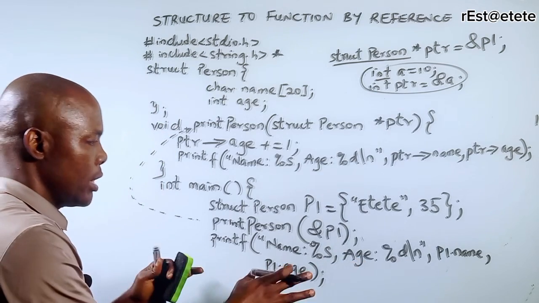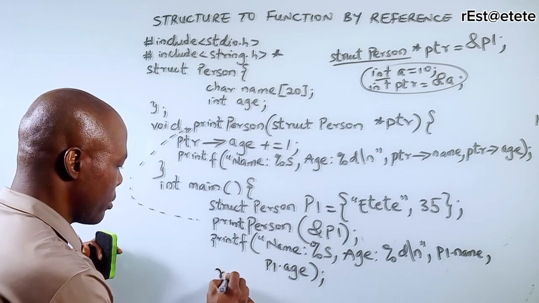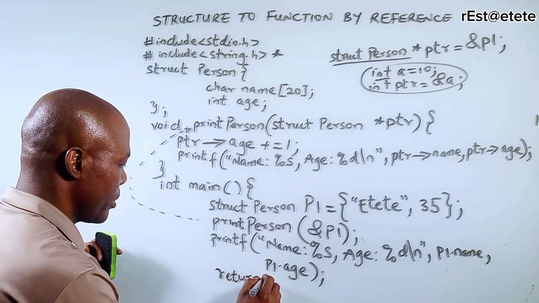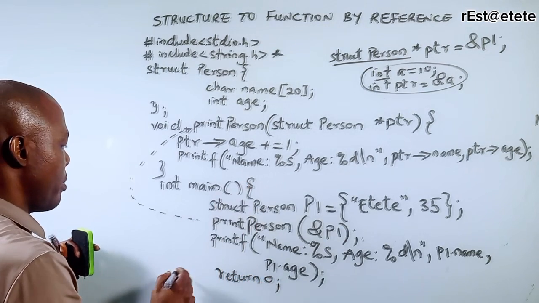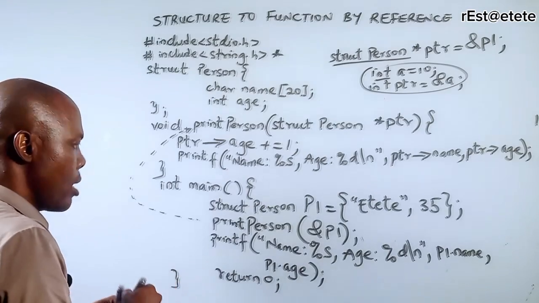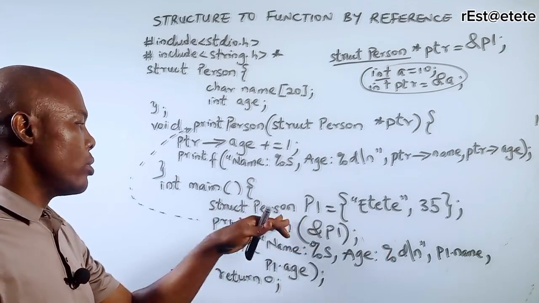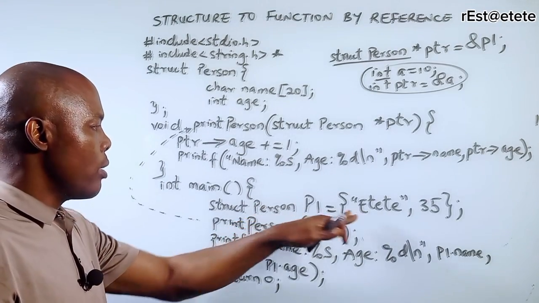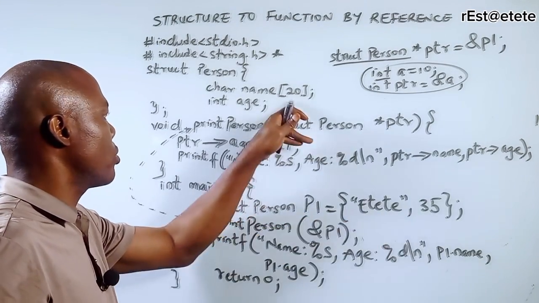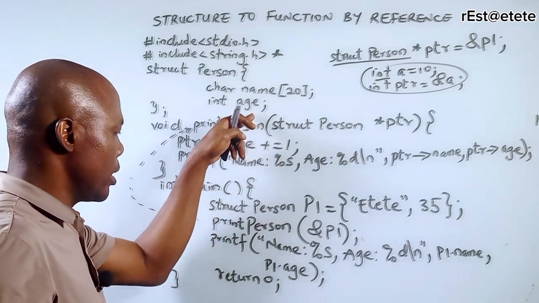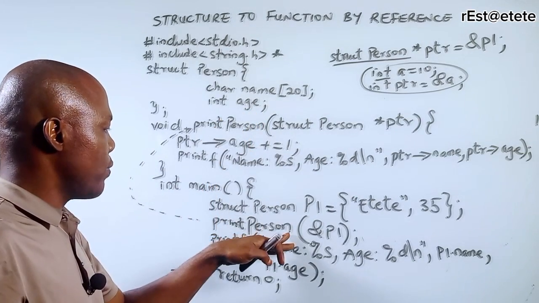So this is my program. Then I'll say return 0, and I'll close my curly bracket here. Okay, so this is it. I use another method to assign values to the variable, which is Etete and 35. This one will go to the name, and this one will go to age. Then I call this function.